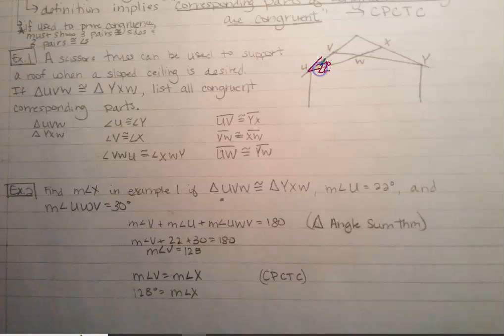Okay, so angle U is 22 degrees. Angle UWV, okay, this angle here is equal to 30 degrees. All right, so how would we find the measure of angle X? So this angle up here, that's the one we want to find. How would we find that angle?